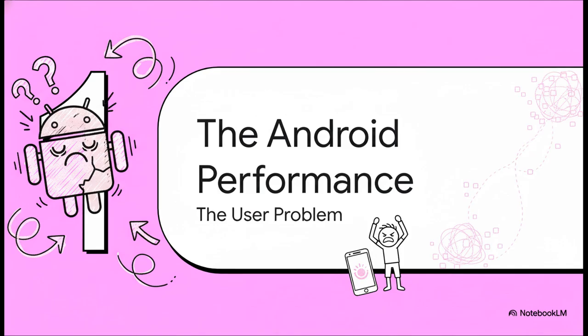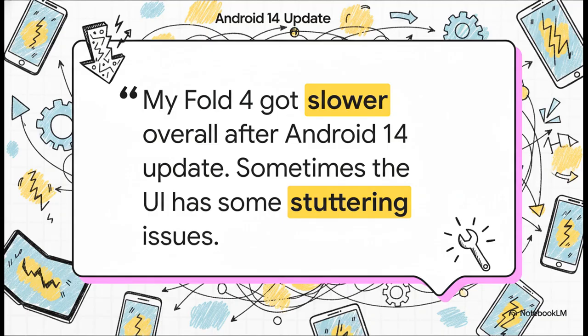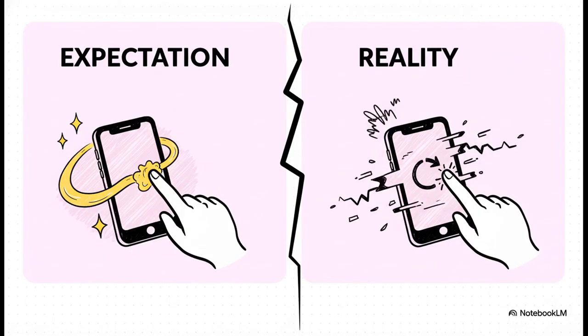So let's start at the source of all the frustration, the actual user experience. And believe me, this isn't just a one-off complaint. You just have to glance at forums like Reddit to see that this is happening everywhere. People with brand new flagship devices are seeing them grind to a halt with stutters and glitches, especially after a big OS update like Android 14. So what you end up with is this massive disconnect. You pay for this premium device, expecting everything to be instant, buttery smooth, but what you actually get is lag, unpredictable delays, and an interface that just feels, well, broken.